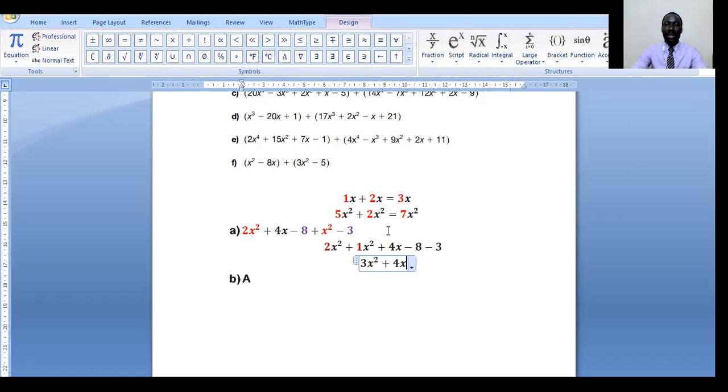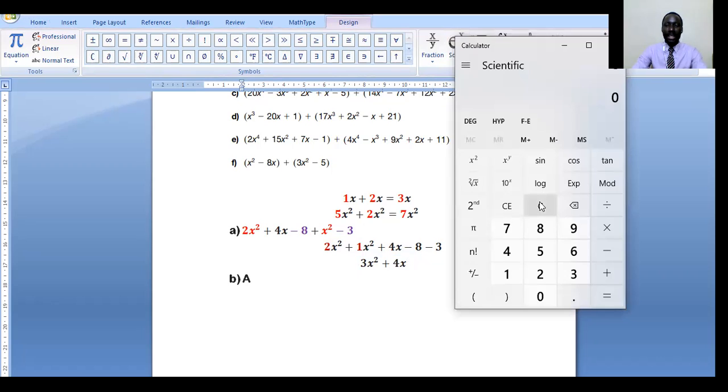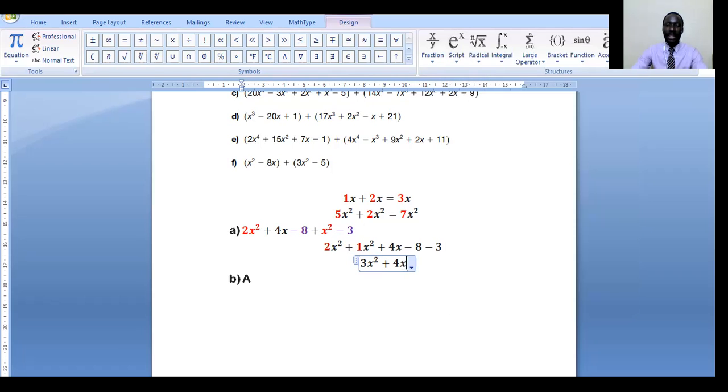Now notice that we have -8 minus 3. Now we can calculate it. -8 minus 3. What do we get for that? That is going to give us -11. So we write here -11. And yes, this becomes the answer to question A.